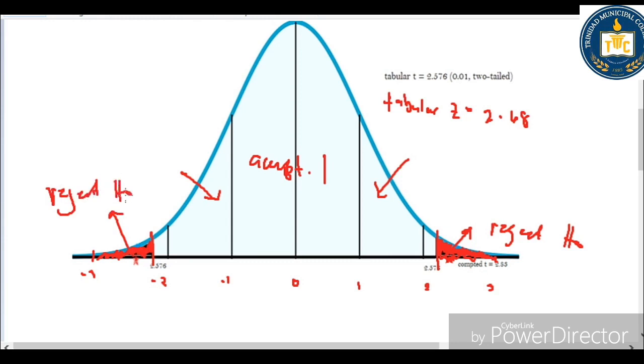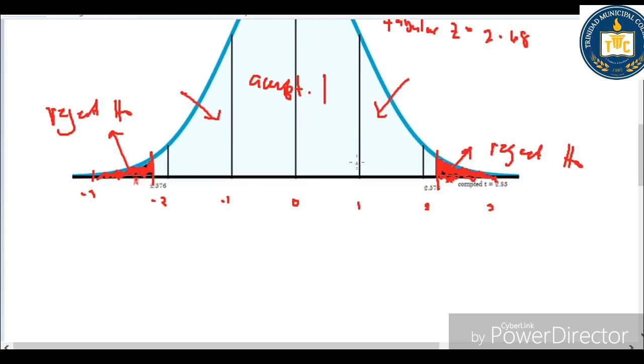Okay, so since our computed t value is 2.83, where is 2.83 plotted? It is in this part, on the other side, so it means it falls in the shaded portion, which means we reject HO, the null hypothesis.